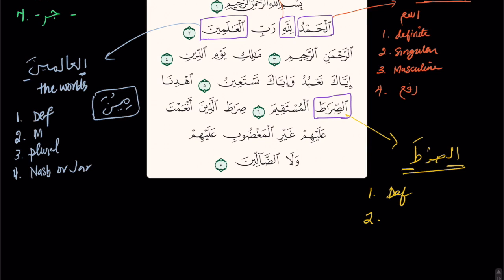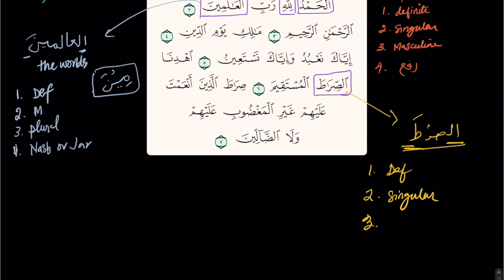Is it singular or plural or dual? It doesn't have one of the sound plurals or one of the patterns, so this is a singular ism. And is it masculine? Is it feminine? Masculine is the default, and there's no reason to make it feminine. And finally, what is the status? We see that there's a fatha at the end, and that is a symbol for nasab. So this is in the nasab status.